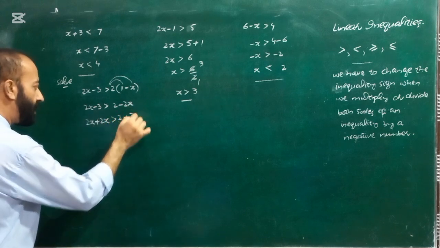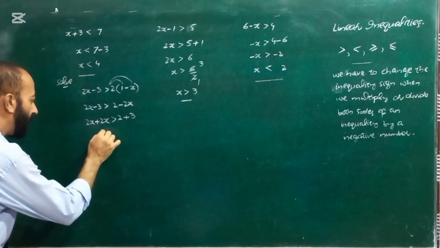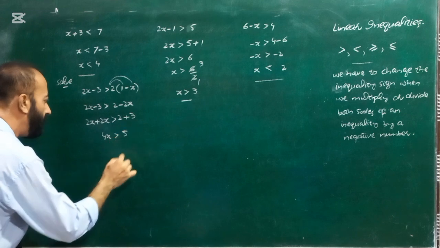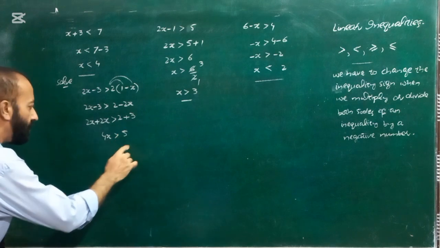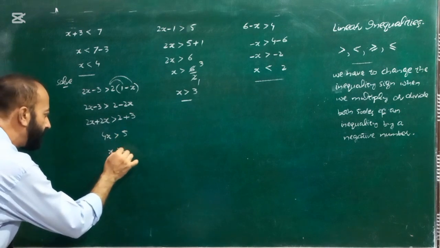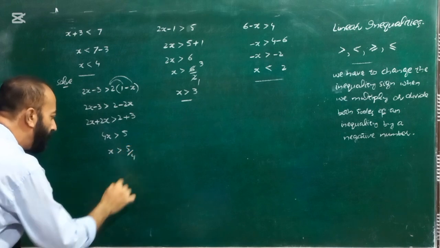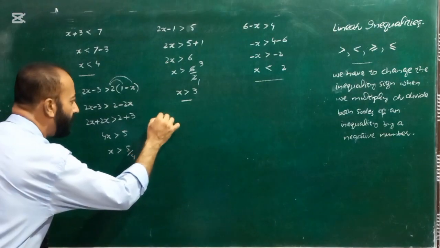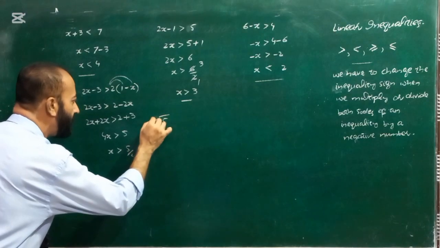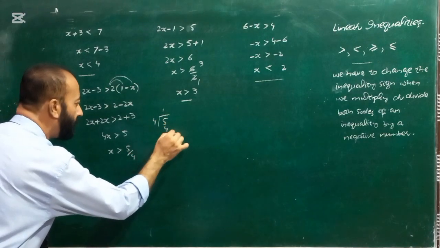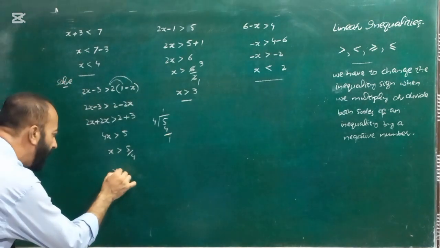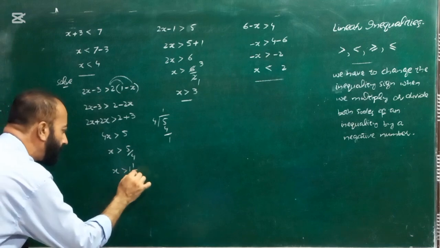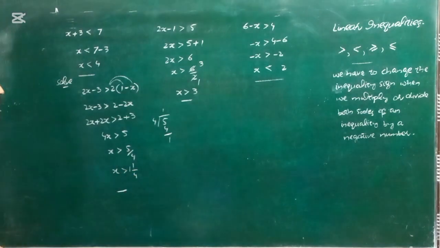It will become plus. In the next step, 2x plus 2x will become 4x, and 2 plus 3 will become 5. Then this 4 will go to the right hand side, so it will become 5 by 4. This is an improper fraction, so we will divide it: 5 inside the bracket, 4 outside. 4 ones are 4, 1 is the remainder. So x is greater than 1 whole number 1 by 4. This is the answer.